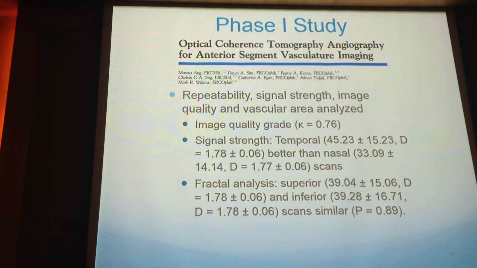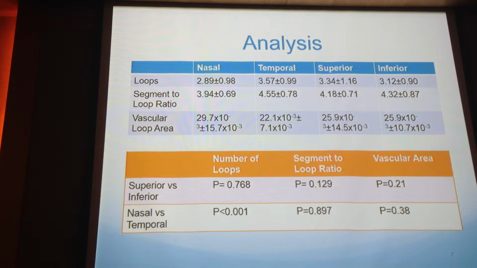We were quite surprised to find that it was actually quite repeatable with a decent signal strength, and we could measure the vessel diameter, fractal analysis, and certain parameters which are comparable to studies that have been done using ICGA. We also compared temporal versus nasal, superior versus inferior, and we didn't find much difference, except that there were consistently fewer limbovascular loops in the nasal compared to the temporal.